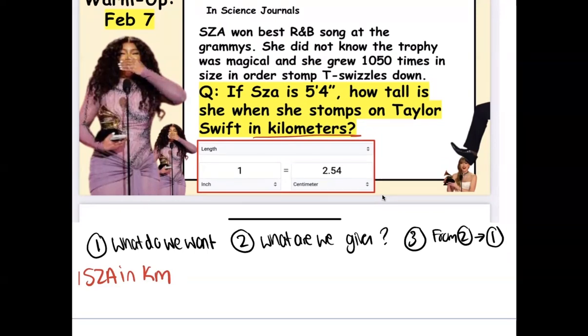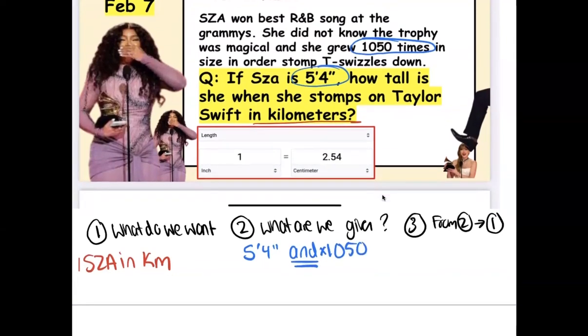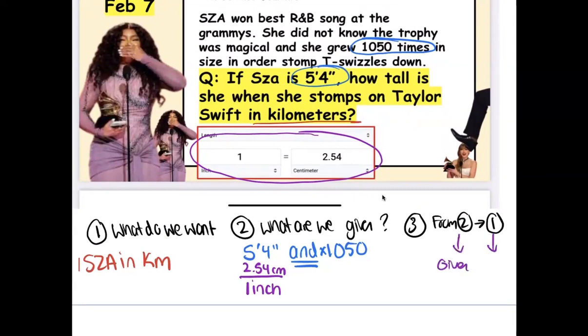Well, if we look at the problem, we know that she is 5'4" initially, but then she grew 10,000 times. So she is 5'4" and she grew 10,050 times. I'm going to do an X, which means a multiplier, right? And another thing we were given that isn't explicit is a conversion factor between inches and centimeters. So I'm going to write this as a fraction: 1 inch is equal to 2.54 centimeters. So these are the things that we're given. Next step is that we want to learn how to go from step 2, what we're given, to step 1, the answer.